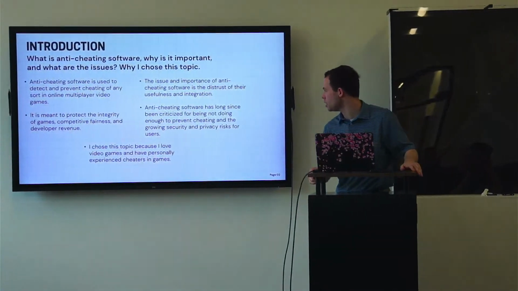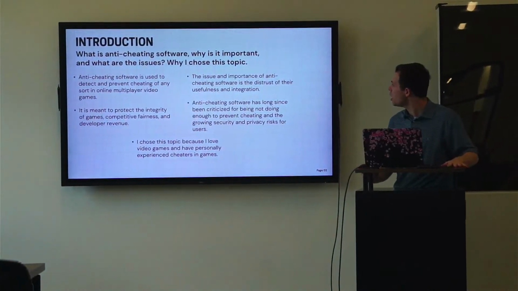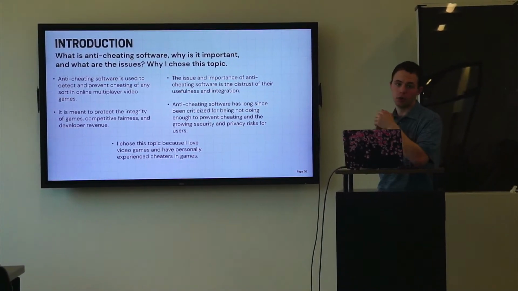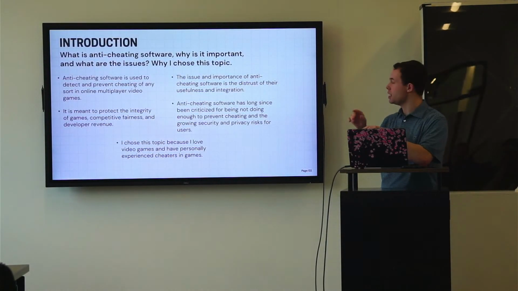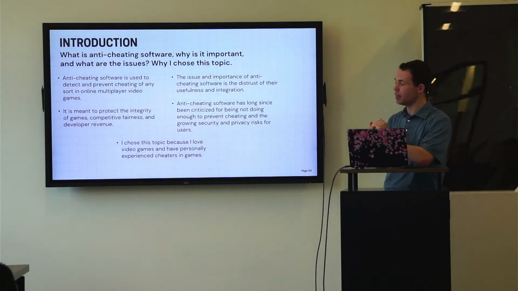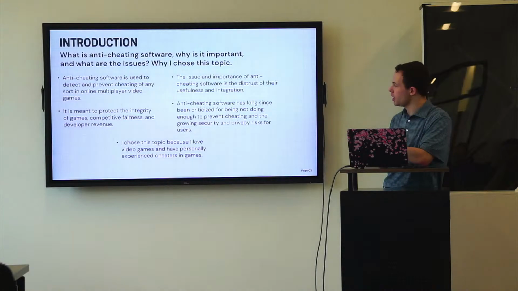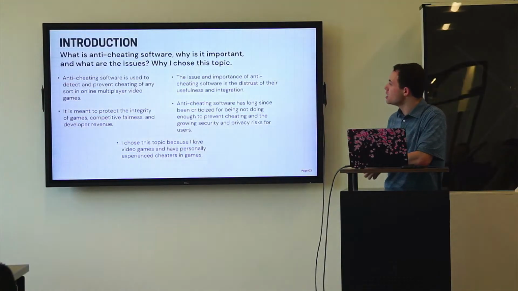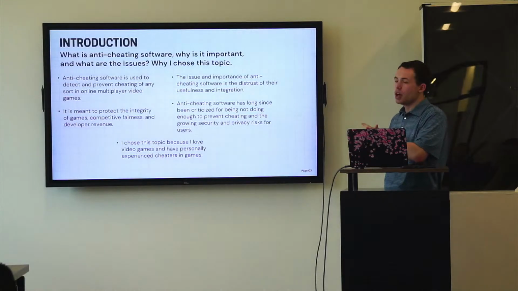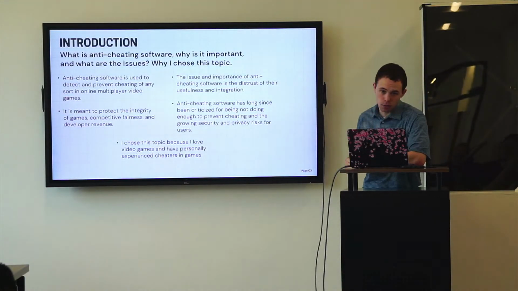So what is anti-cheating software? Why is it important? Anti-cheating software is software that game developers implement into their games or implement as a third-party application that runs at the same time as you're playing a game in order to prevent cheating in any form in a multiplayer sense. It is meant to protect the integrity of games, the competitive fairness, and the revenue of the developer.